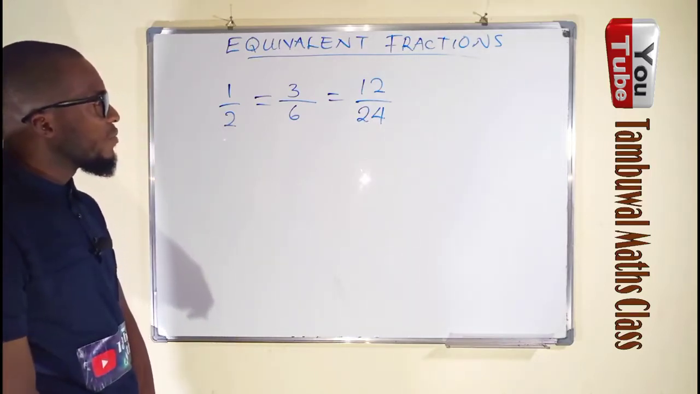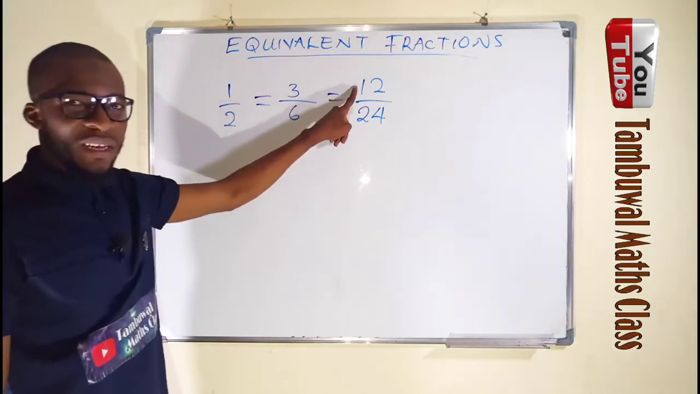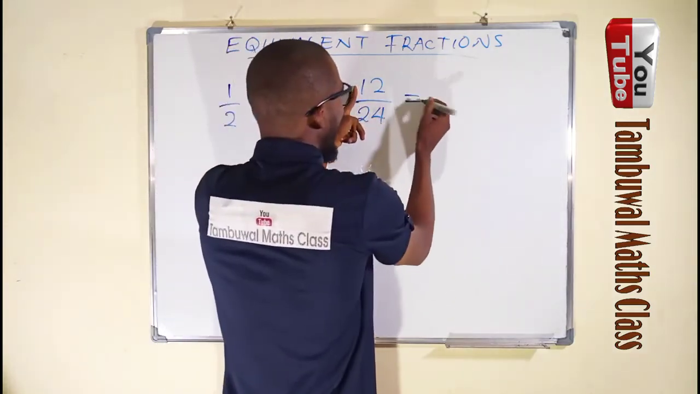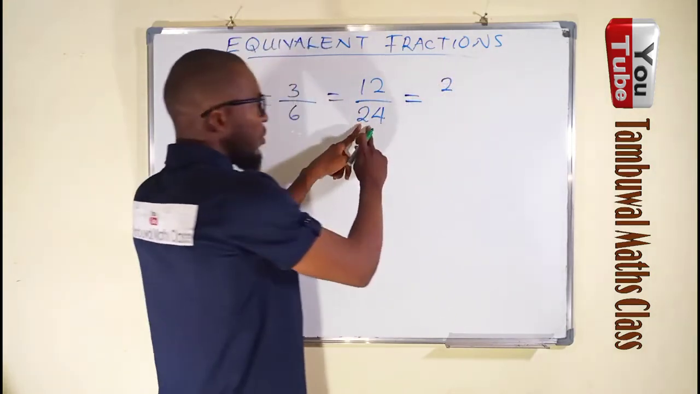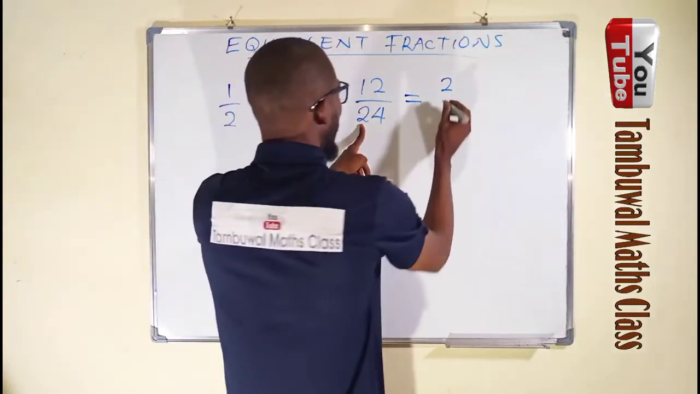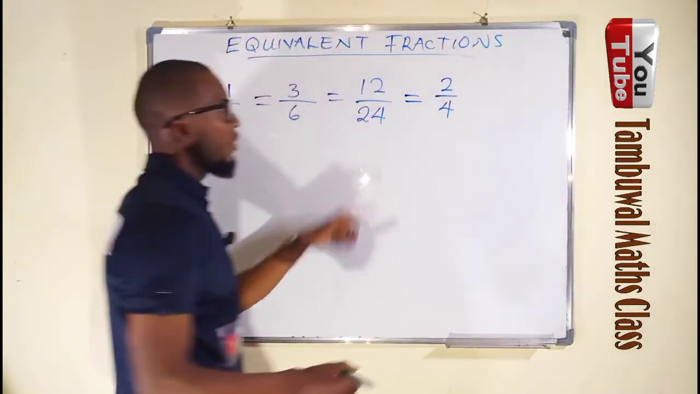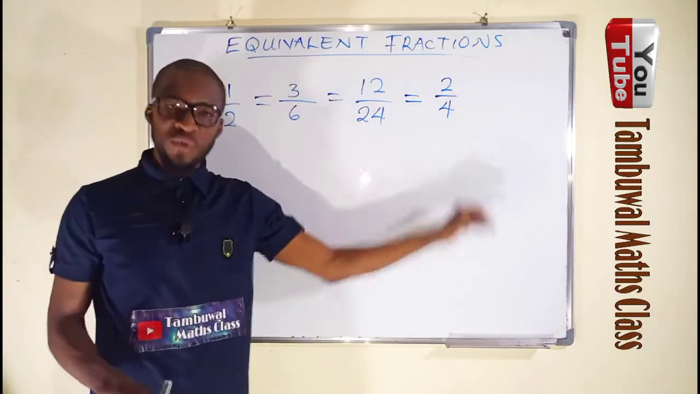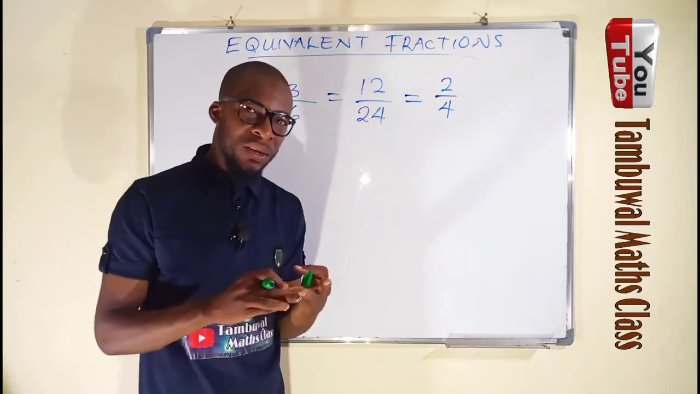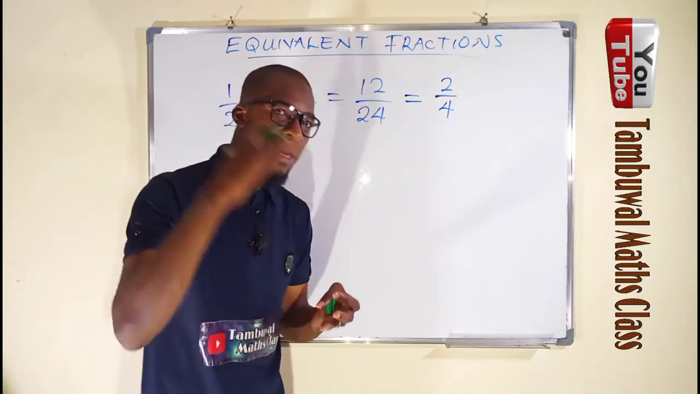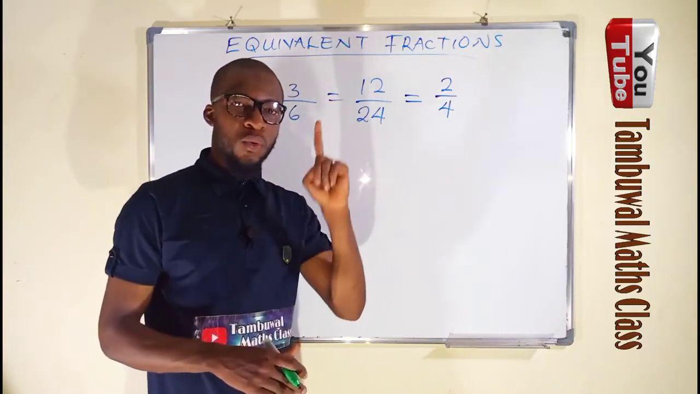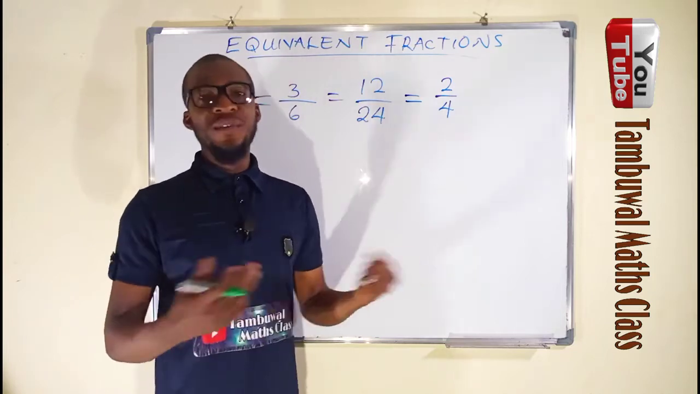Now let us do something. If you divide, let us use division. If you divide 12 by 6, you shall obtain 2. If you divide 24 by 6, you should obtain 4. And all these fractions are said to be equivalent. So you can use either multiplication or division to obtain other equivalent fractions, but do not use plus or minus, because you get a different result.